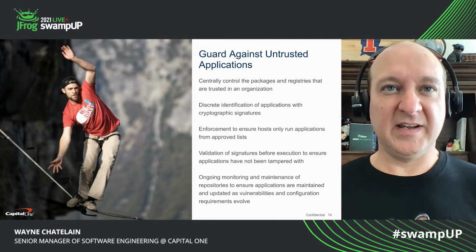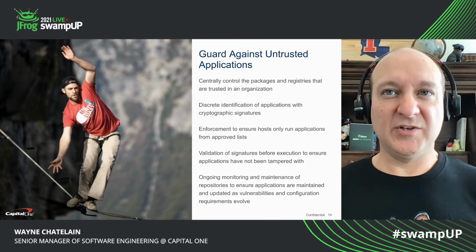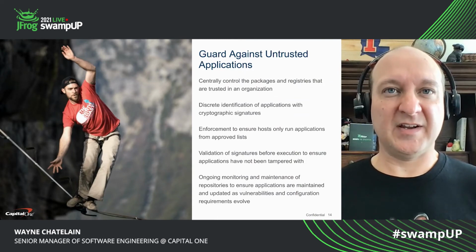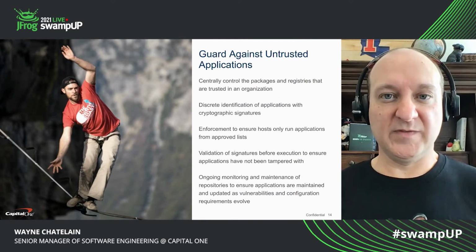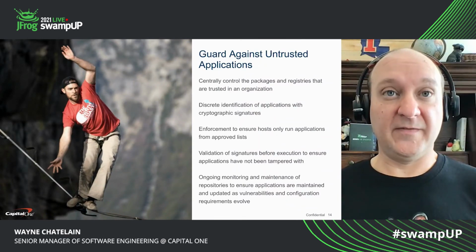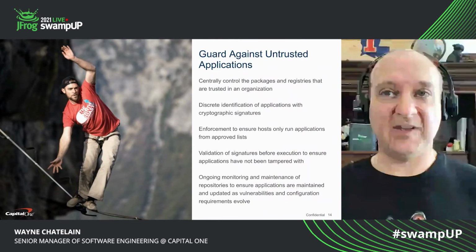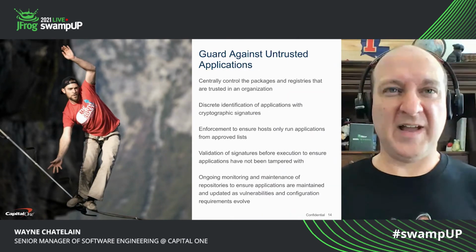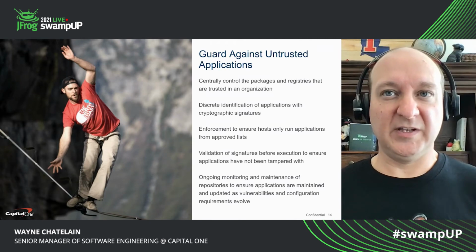Enforcement policies and controls should be added to ensure that your hosts and orchestrators only run applications that come from your trusted and approved sources. This is another example where Artifactory can help ensure that trust can be established within your repositories. But additional actions are necessary in your environment to ensure that only Artifactory is used for sourcing your software packages.